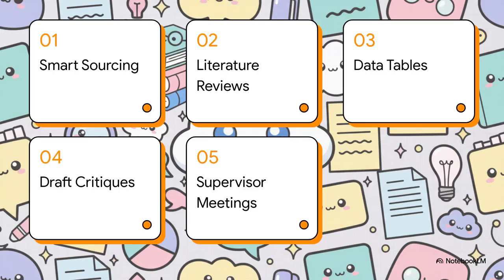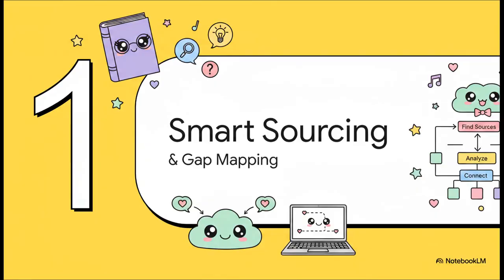So here is our roadmap for today. We're going to follow the natural life cycle of a research project, starting with smart sourcing and gap mapping, then distilling complex literature reviews, generating comparative data tables, critiquing your personal drafts, and finally, prepping for those high-stress supervisor meetings. Let's jump right into Section 1, Smart Sourcing and Gap Mapping. This really builds the very foundation of your entire academic workflow.